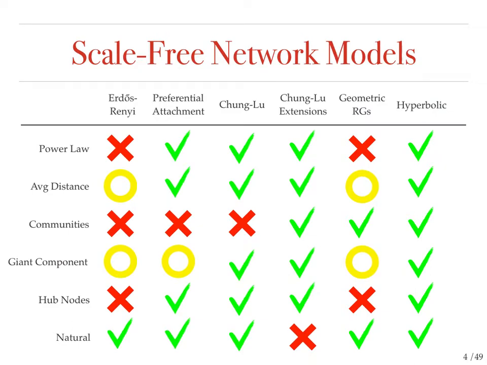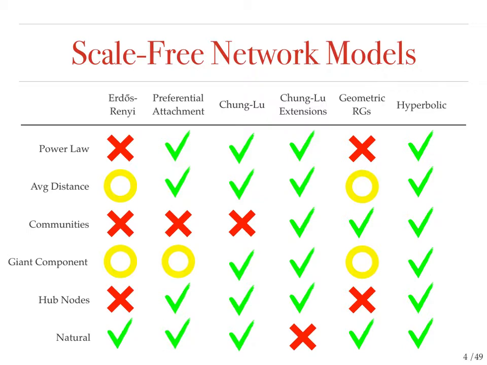Many scale-free network models have been proposed, but what we will be focusing on here are the hyperbolic random graphs. This is essentially the only model that can convincingly explain why both power law degree distribution and community structures occur.